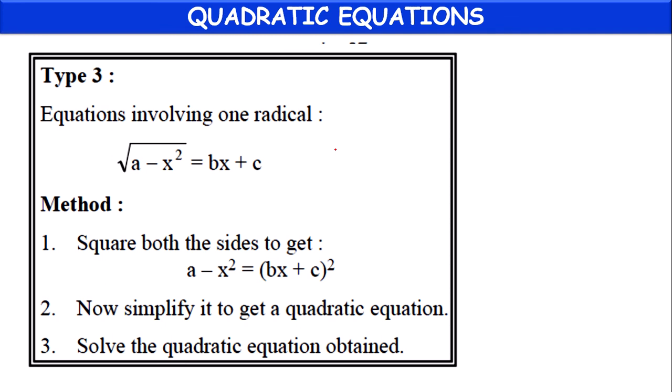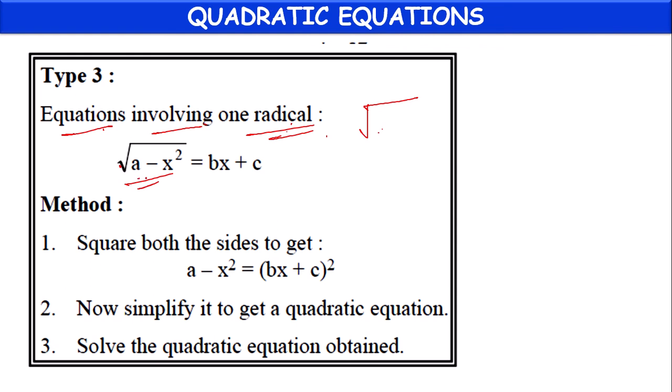Next, children, we have type 3. Type 3 equations means equations involving one radical. Radical means the numbers present inside the radical sign, like square root, cube root, like that. They are called radicals.